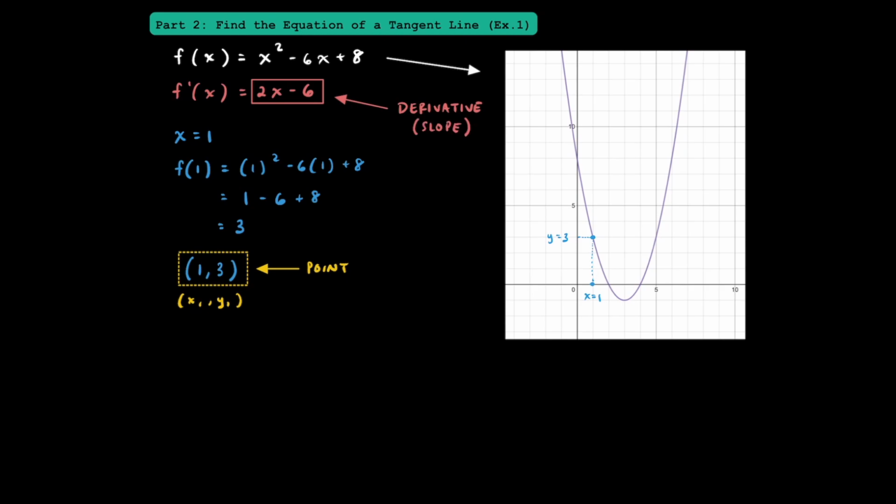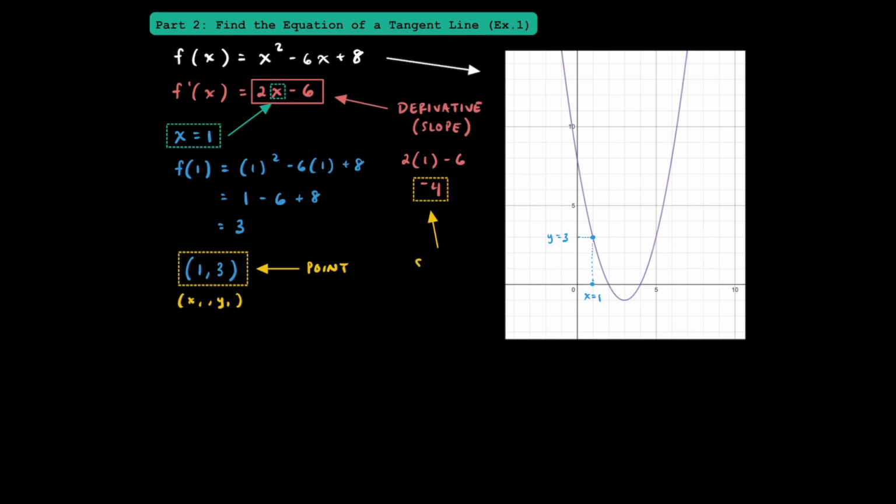While the slope of tangent lines at different points on the function will change, we need to find the slope when x is equal to 1. Let's take this x value of 1 and substitute it in for x. In doing so, we're going to get 2 times 1 minus 6. 2 times 1 is going to be 2, and minus 6 is going to be negative 4.